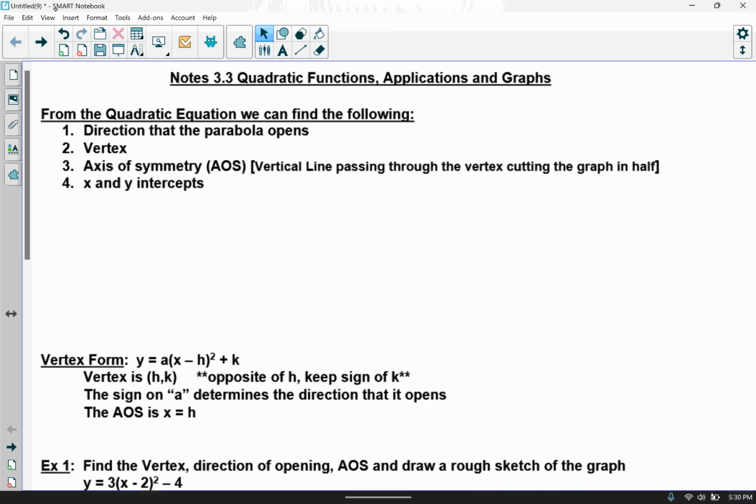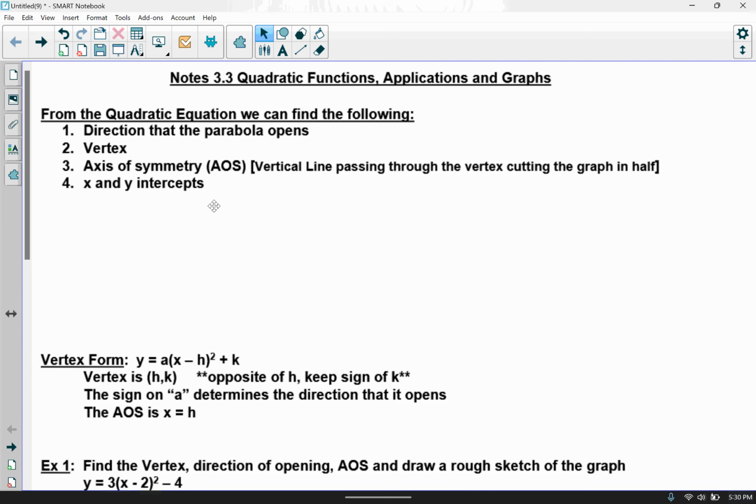Hi there. So in this section, we're going to be looking a little further into our quadratic functions and some applications and their graphs, okay? From a quadratic equation, we can always determine the direction that the parabola opens, its vertex, and its axis of symmetry. The axis of symmetry is the vertical line passing through the vertex that cuts the parabola right in half. And then you can also locate x and y intercepts, all right?